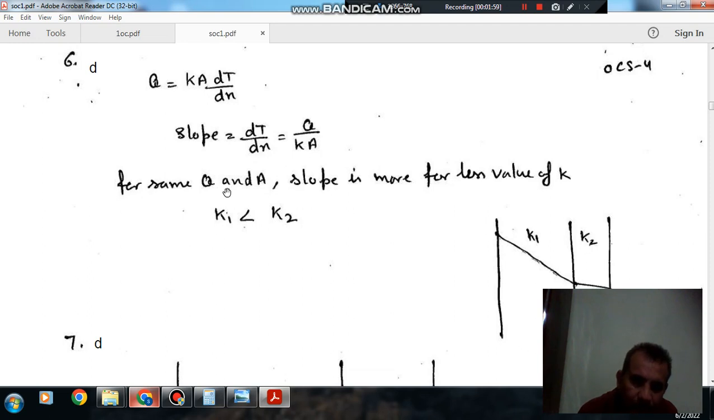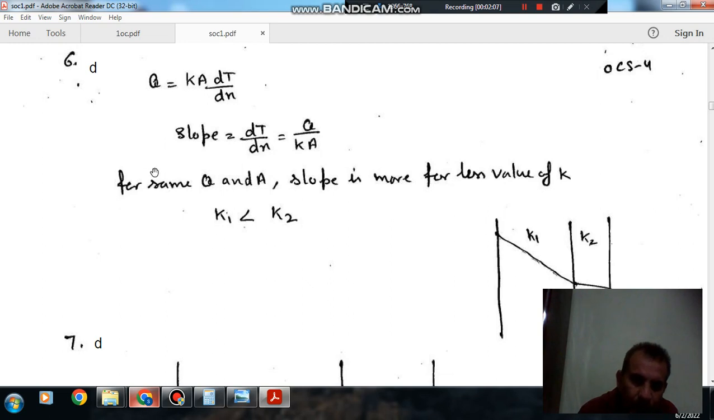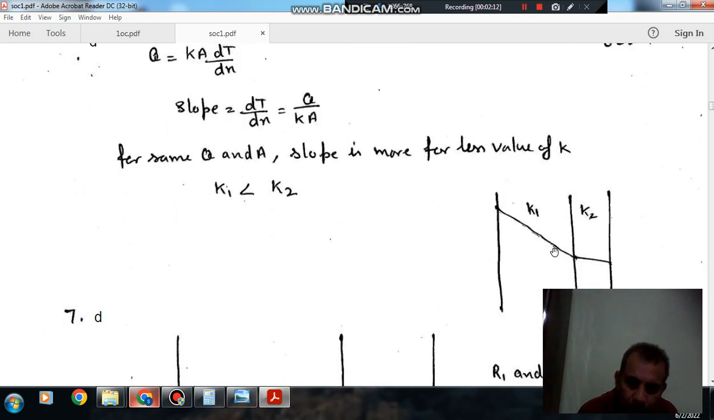For the same Q and A, slope is more for a lesser value of k. So K1 is less than K2. So the answer is option D, because here the slope is more, here the slope is less. So the answer is D.